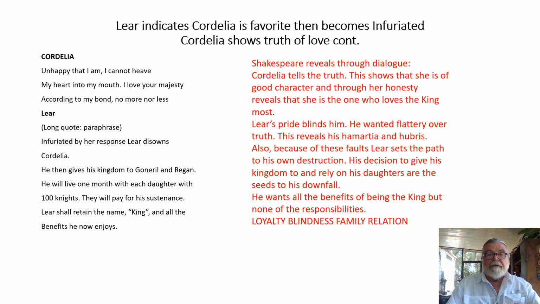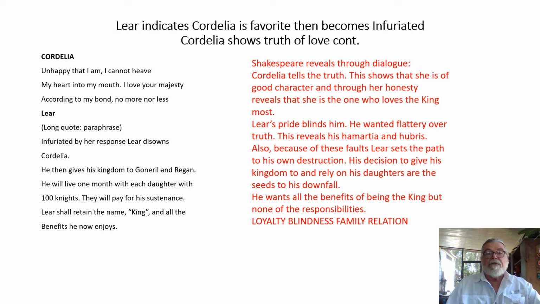This is the comment. What does that mean? And what themes are developed? So Cordelia tells the truth. This shows that she is of good character, and through her honesty reveals that she is the one who loves the king the most. Doesn't say that, but I make an inference. The inference is the comment. I'm not paraphrasing or just retelling the plot.